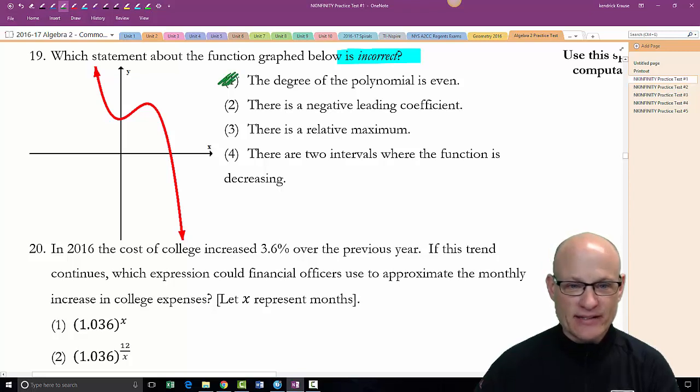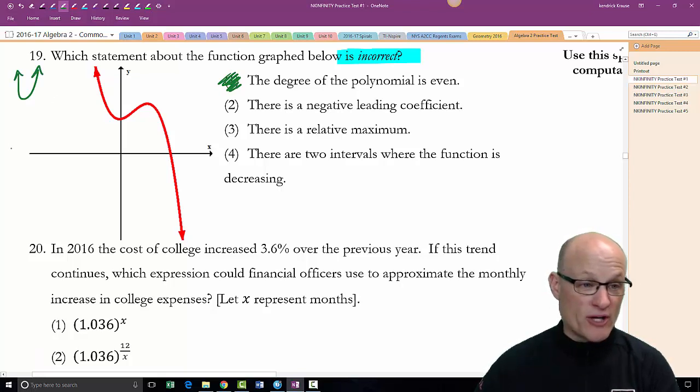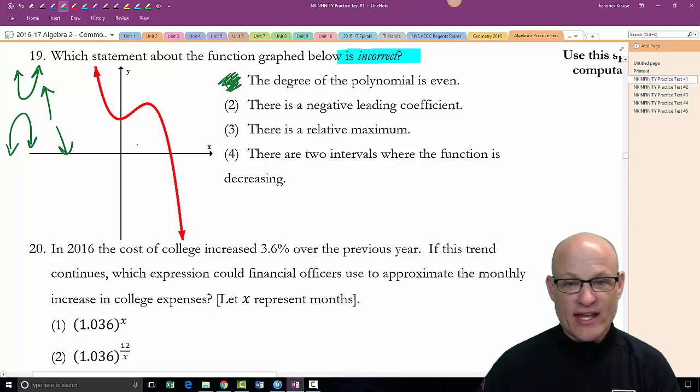Well, that's the answer right there. I'm just going to tell you right now. An even function is like a parabola. It goes up or down. It's either going to be both up or both down. An odd function goes up and down in opposite directions. So that's the answer to that question.